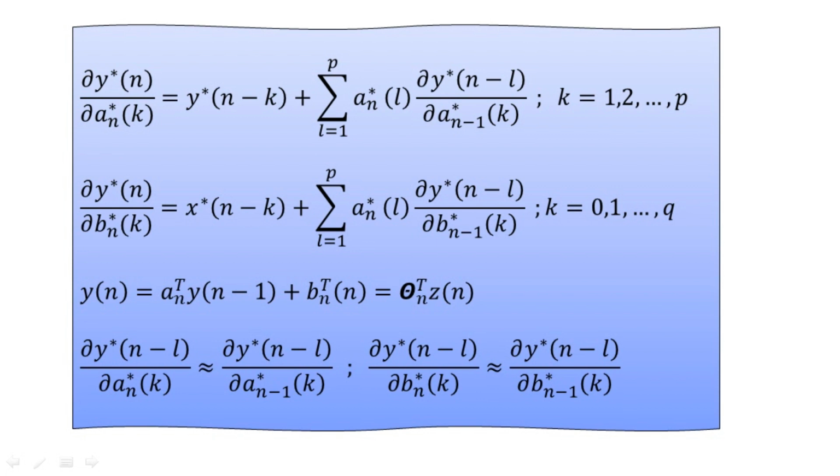And similarly for the second equation, we can replace the partial differentiation of the complex conjugate of y of n minus L with respect to the complex conjugate of b suffix n of k by the partial differentiation of the complex conjugate of y of n minus L with respect to the complex conjugate of b suffix n minus L of k. So here we can give the approximations to the two differential equations like this.